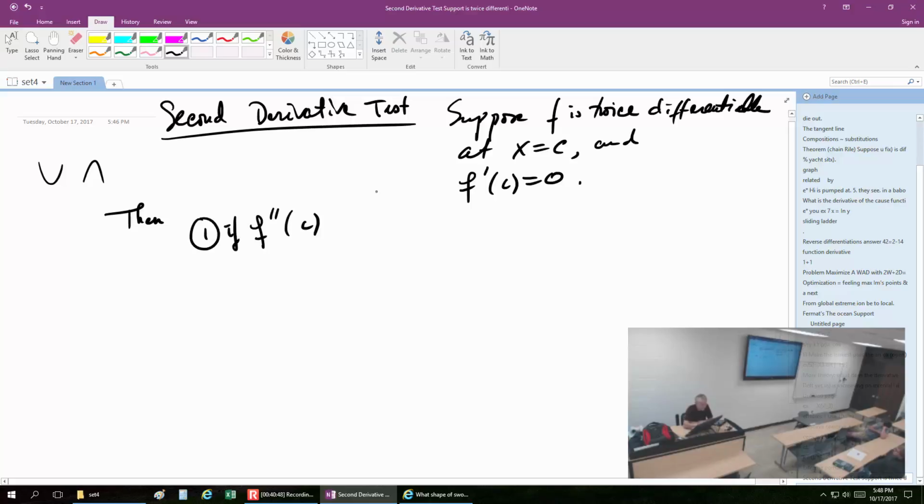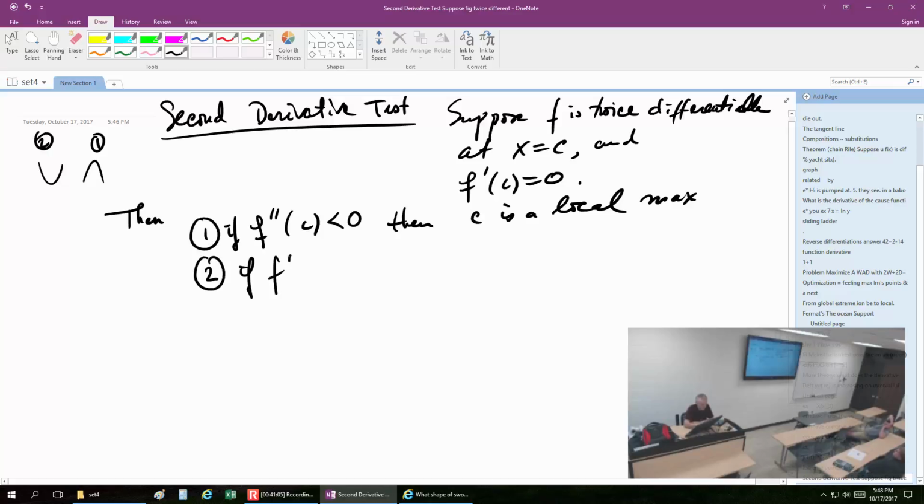So if f double prime of c is less than 0, then c is a local maximum. Right? So the slope is decreasing. This is number 1. And number 2 is the opposite. If f double prime of c is larger than 0, then the slope is increasing, and c is a local minimum.